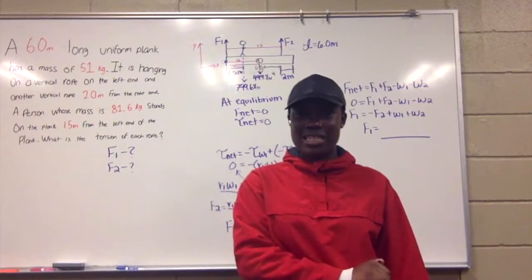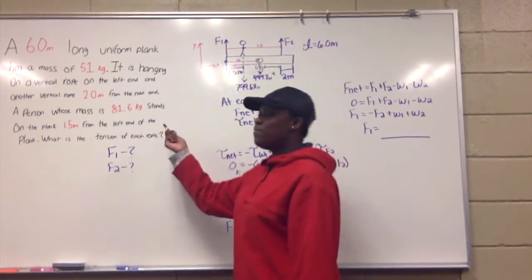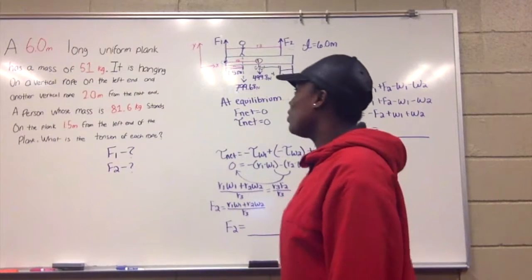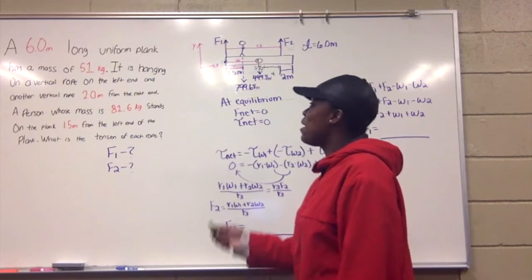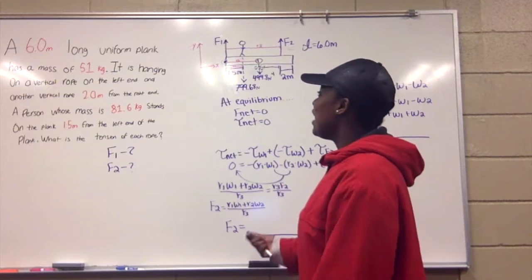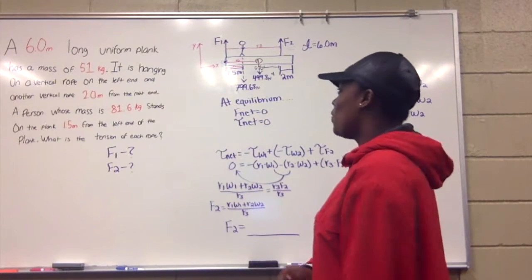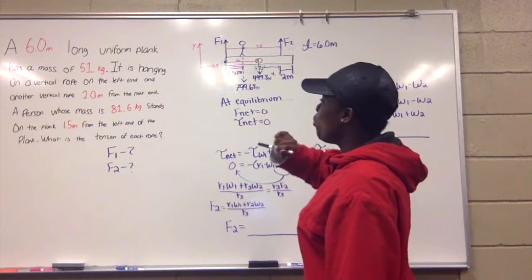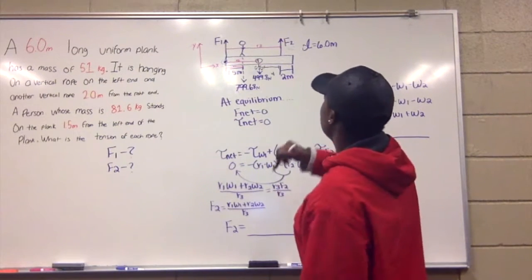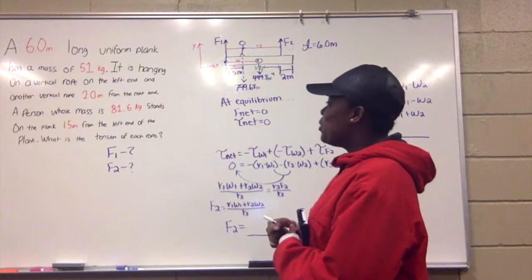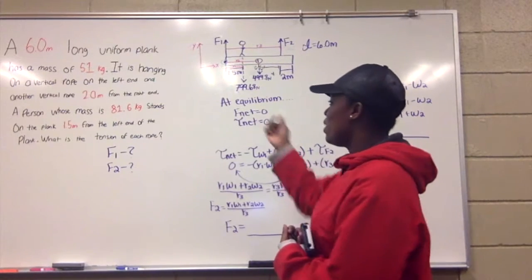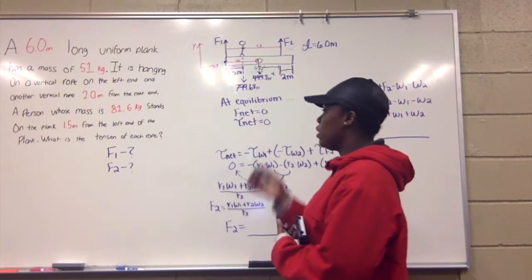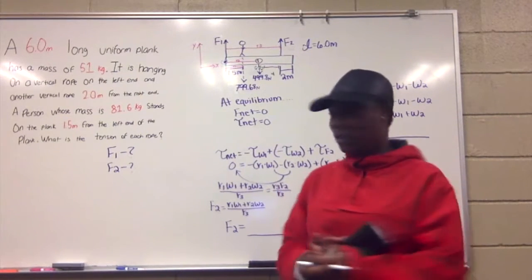I am in Dr. Allen's class, and we'll be doing an exam 3 correction problem, and it reads: a 6.0 meter long uniform plank has a mass of 51 kilograms. It is hanging on a vertical rope on the left end and another vertical rope 2.0 meters from the right end. A person whose mass is 81.6 kilograms stands on the plank 1.5 meters from the left end of the plank. What is the tension of the rope?